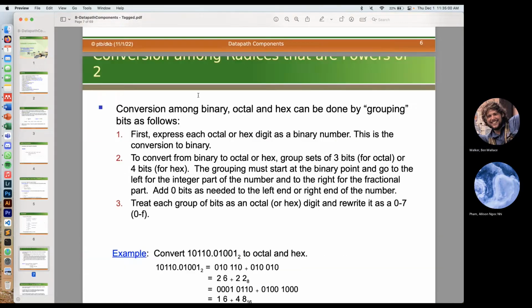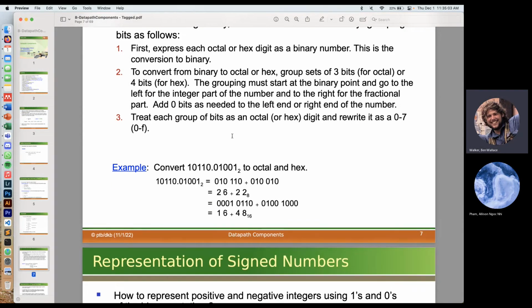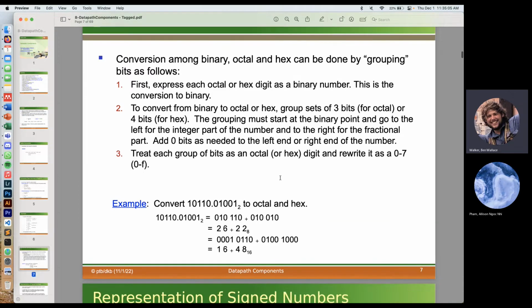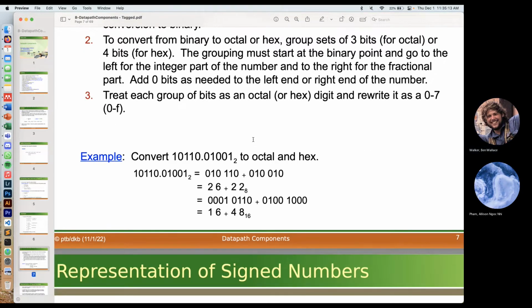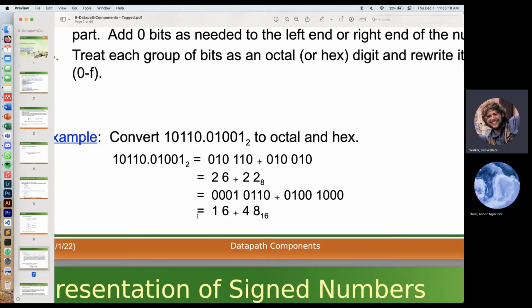Okay, so for converting to octal and hex, the procedure is pretty much the same, but you're going to group the binary digits together. For example, here we're converting this to both octal and hex. So octal is grouped in groups of 8, should be 8, and hex is grouped in 16. Wait, yeah. So octal has 3 bits and hex has 4 bits.